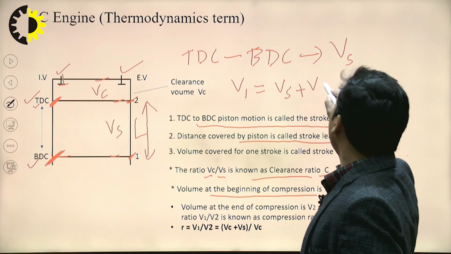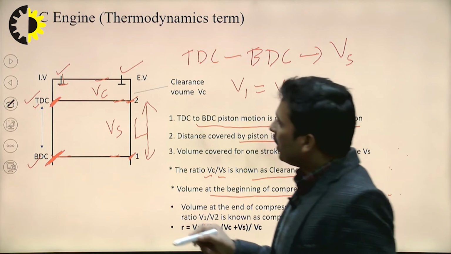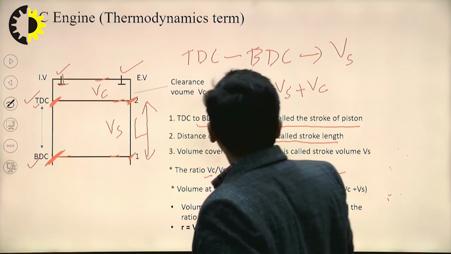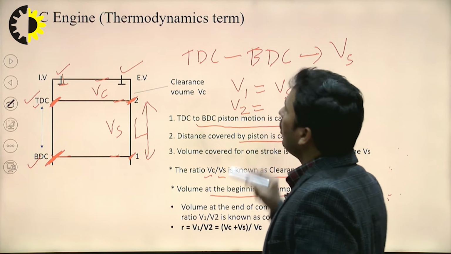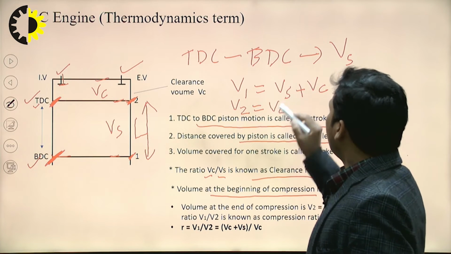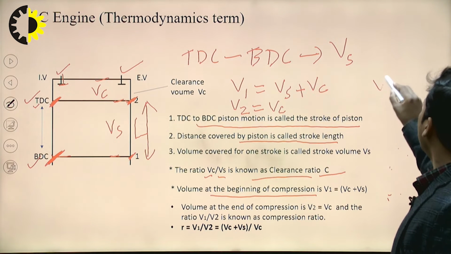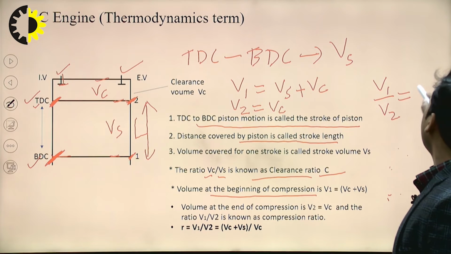And the volume at the end of the compression stroke, that is when the piston reaches the top dead center, V2 will be equal to Vc. So the ratio of V1 by V2 is known as compression ratio. It is generally represented by small r.